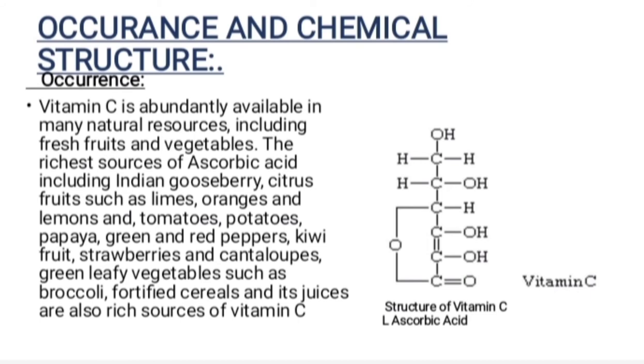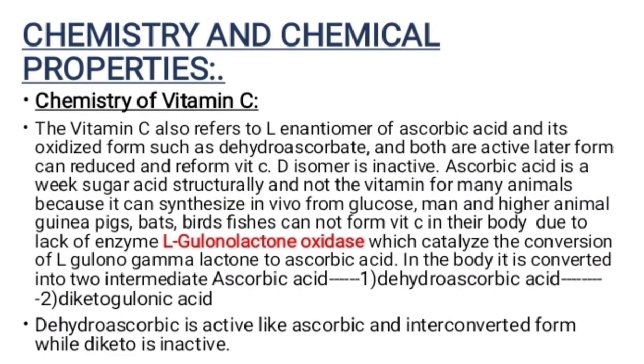Vitamin C is chemically referred to as the L-enantiomer of ascorbic acid, or we can say that it is the L-isomeric form of ascorbic acid. Its oxidized form is dihydroascorbate, and both are active. The latter form can be reduced and reform vitamin C, which is the L-isomeric form of ascorbic acid. The D-isomeric form is inactive.